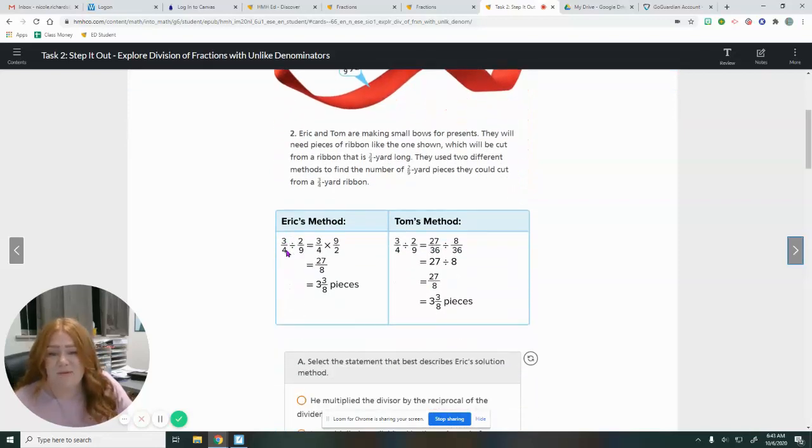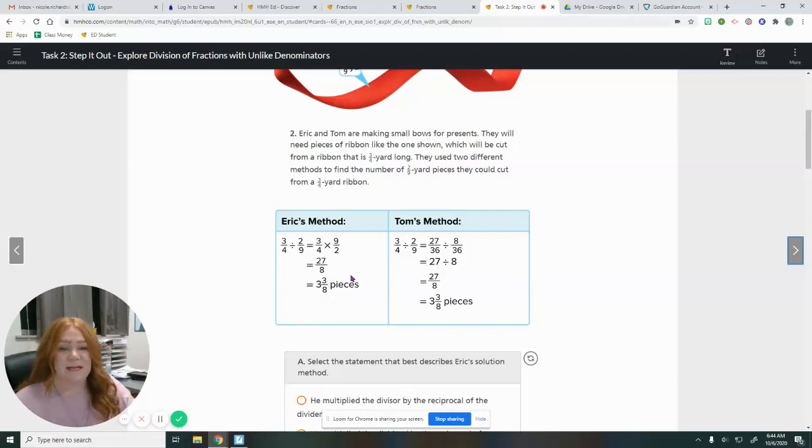So Eric had 3/4 and he divided it by 2/9. And I can see here, he used the copy-flip method. So he multiplied by the reciprocal, he flipped 2/9 to make it 9/2. 3 times 9 is 27. 4 times 2 is 8. 8 goes into 27: 8, 16, 24, 3 times. From 24 to 27, there's 3 left out of 8. So Eric used this copy-flip method. That's the method I prefer. So I like Eric's method.